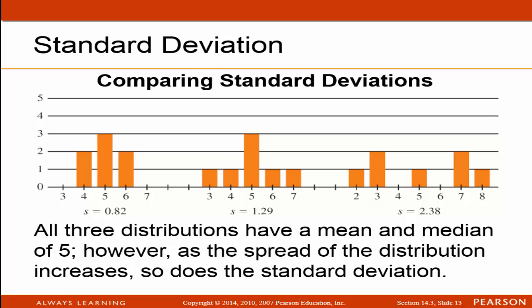So when you calculate the mean and the standard deviation for a data set, let's say the mean is 5 and you have a really small standard deviation like 0.82, that means the data set is clustered around the mean, so it's really tight. But if you have a mean of 5 and a standard deviation of 2.38, you should immediately know that it's very spread out.